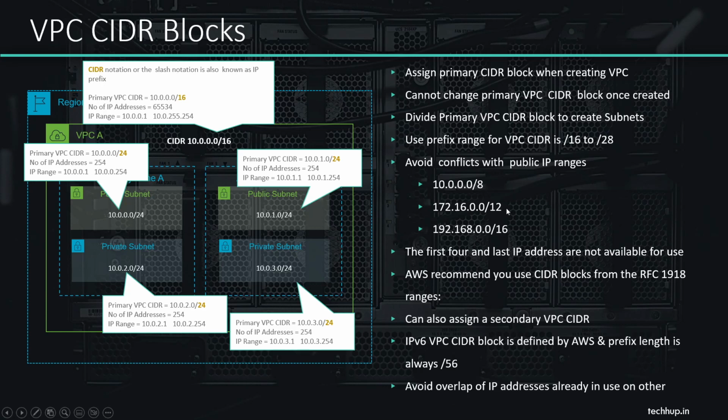If you plan to connect your VPC to another network, whether an on-premise network or another VPC, be sure the VPC CIDR block you choose doesn't overlap with the addresses already in use.